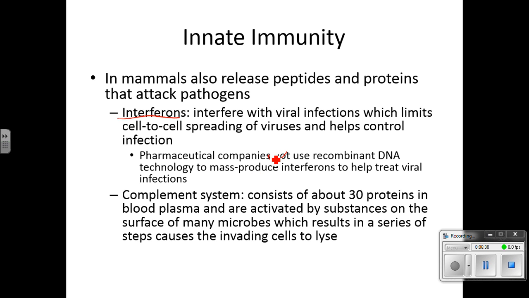Pharmaceutical companies use recombinant DNA technology to mass produce these interferons to help treat viral infections. The complement system consists of about 30 proteins in the blood plasma that are activated by substances on the surface of many microbes, and that is going to result in a series of steps that are going to cause the invading cells to lyse. Remember, that means to burst open.